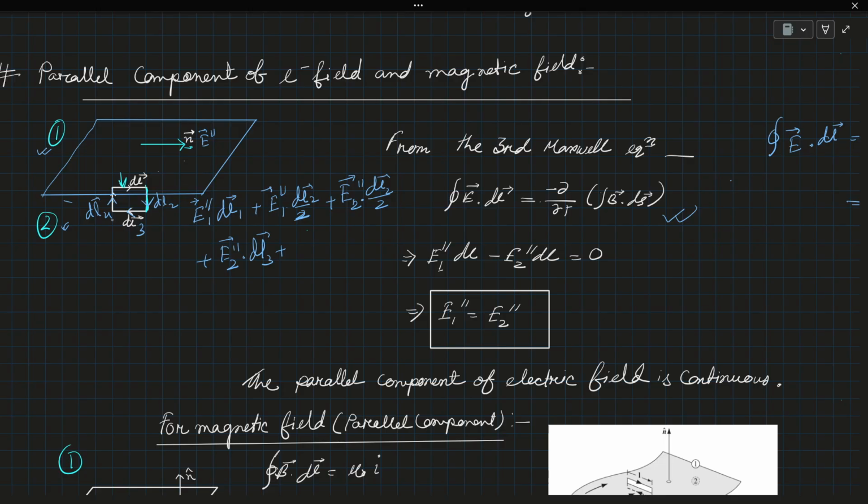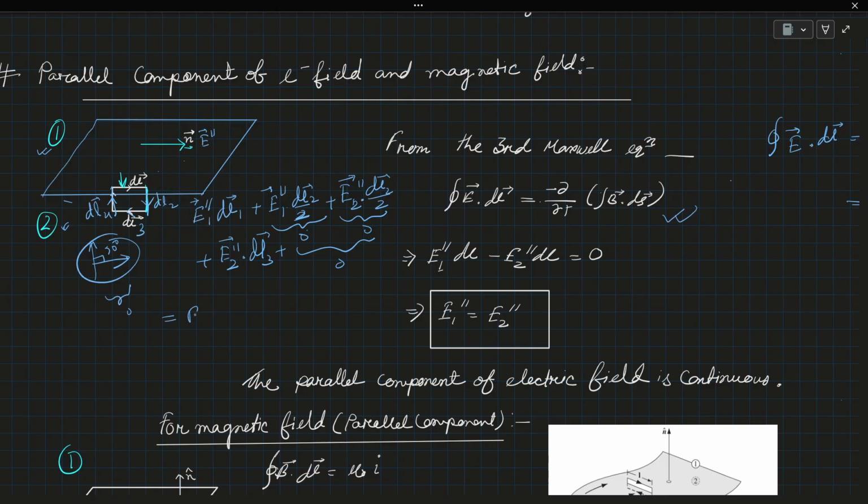But first let me tell you that E is in this direction and dl4 is in this direction. So the angle between them is 90 degrees, so this value will be 0, right? So I am not writing this term again. Similarly, this term will be 0, since dl2 is in this direction and E is in this direction, so the angle between them is 90 degrees. Again the dot product will be 0, so both of these terms will be 0.